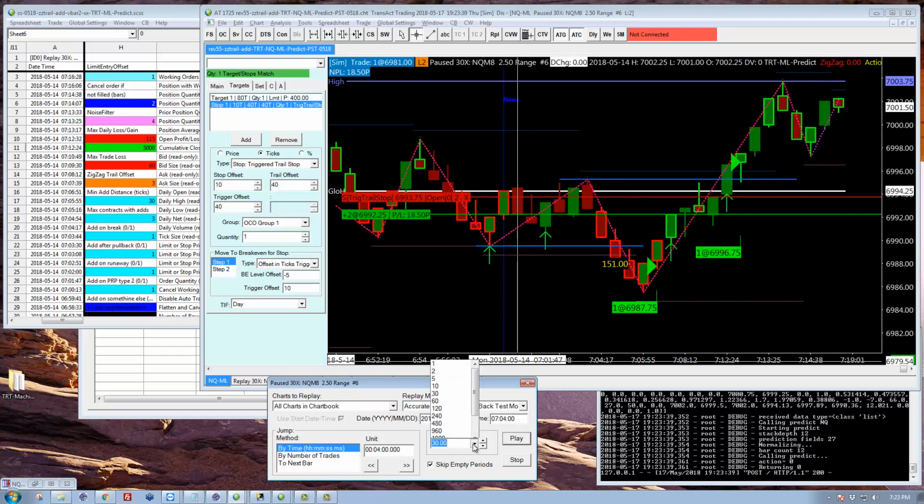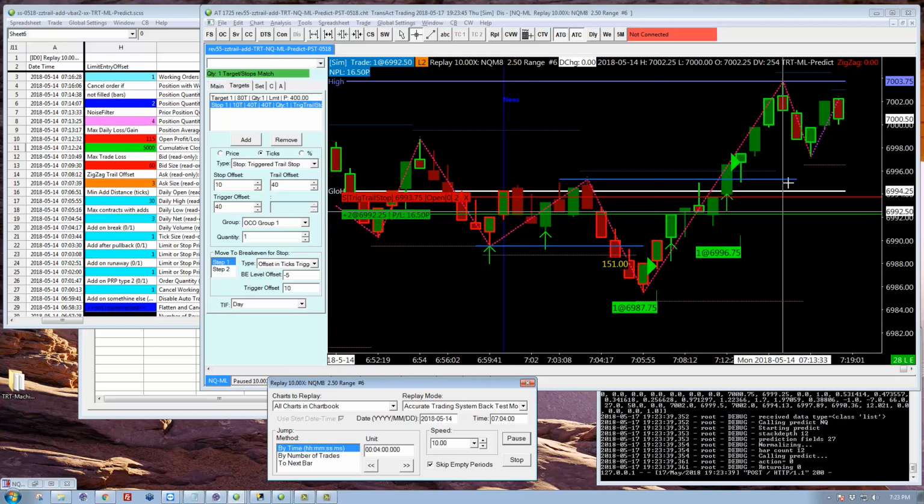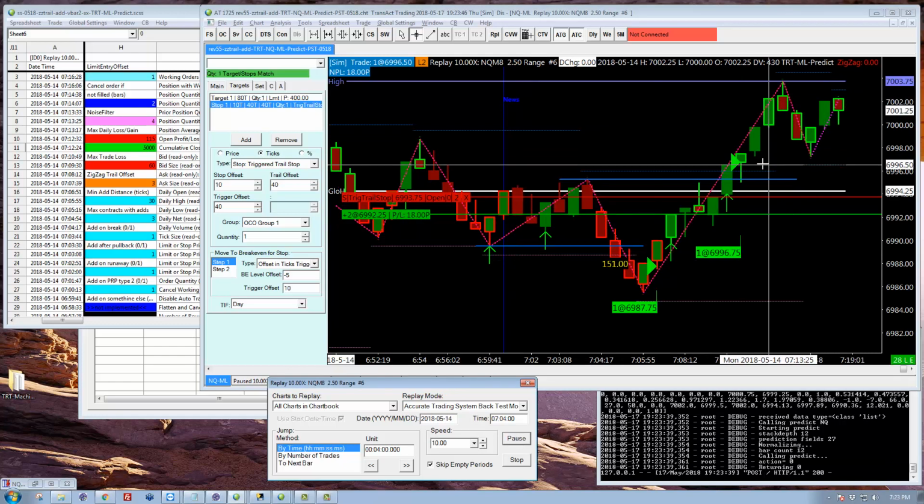Actually, the reason it's so fast is I have it set to 30. Let's change this back to 10. I don't remember where it is. We need more distance before it's going to add. We have to get up here.